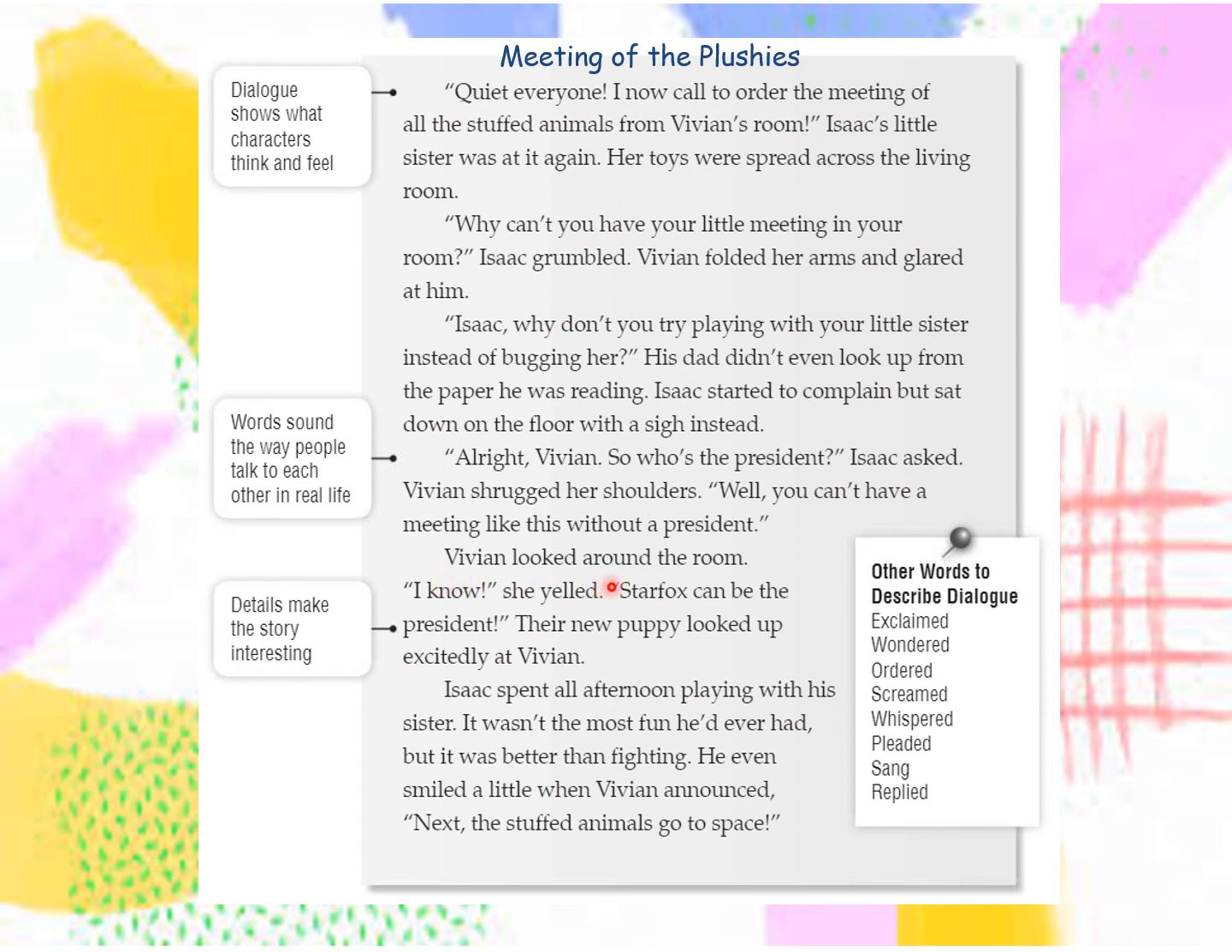So Vivian looked around the room. "I know," she yelled. "Star Fox can be the president." Their new puppy looked up excitedly at Vivian. So Isaac spent all afternoon playing with his sister. It wasn't the most fun he'd ever had, but it was better than fighting. He even smiled a little when Vivian announced, "Next, the stuffed animals go to space." So there you go, meeting of the plushies.